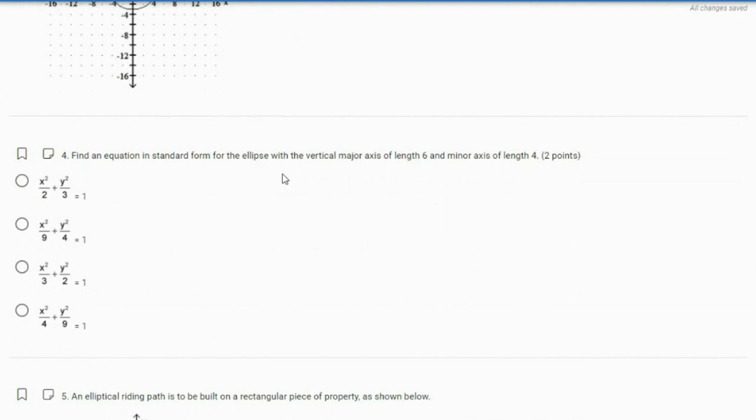Find an equation in standard form for an ellipse with a vertical major axis. Vertical major axis, it's an up and down ellipse. Major axis length 6, minor axis length 4. Which equation matches that?